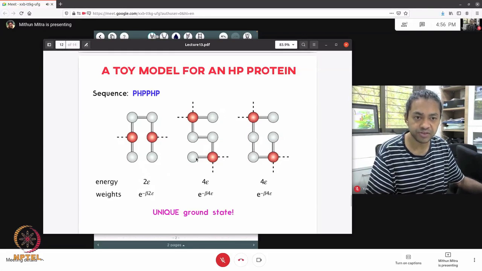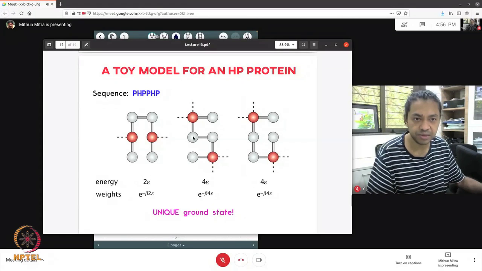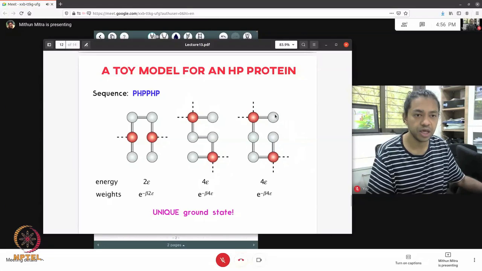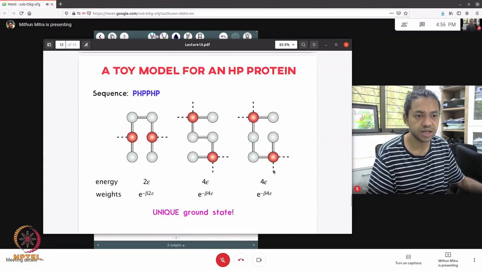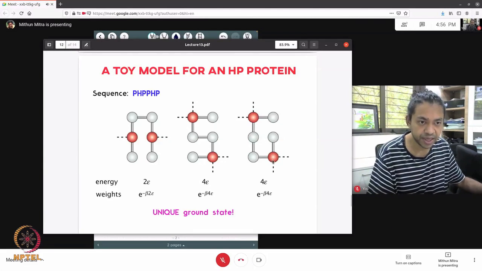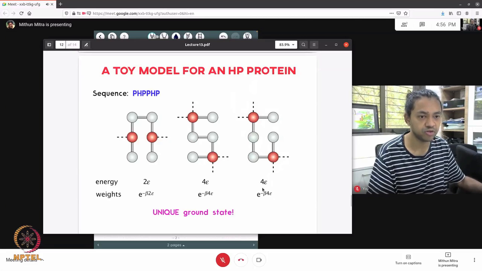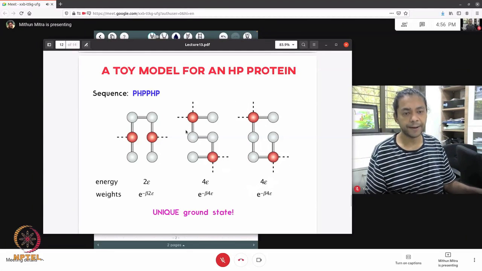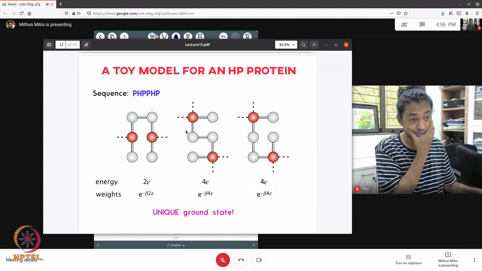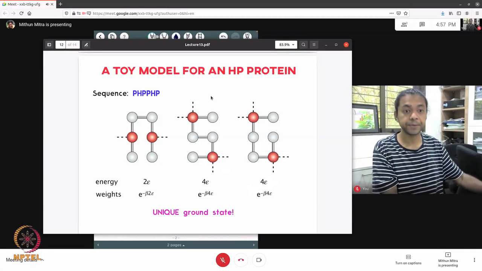If you now place this on this S structure, PHPPHP, this hydrophobic residue makes two bonds with water, this one makes two bonds with water, so it costs an energy of 4 epsilon. If you think about this G structure, then again, PHPPHP, this one makes two bonds, that one makes two bonds, this again has an energy which is 4 epsilon, right?